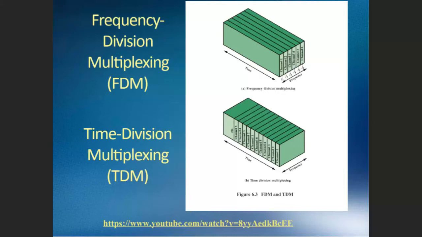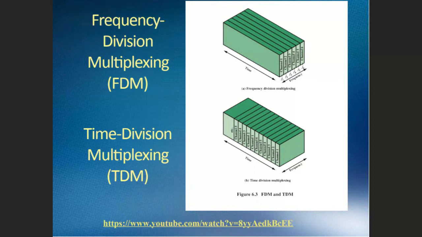Here, let's say you have a frequency F. You are dividing this frequency into smaller Fs: F1, F2, F3, F4. Then you are assigning one F to each input, each transmitter. So each one is sending at the same time, but they are using a portion of the bandwidth of the frequency. This is one method.